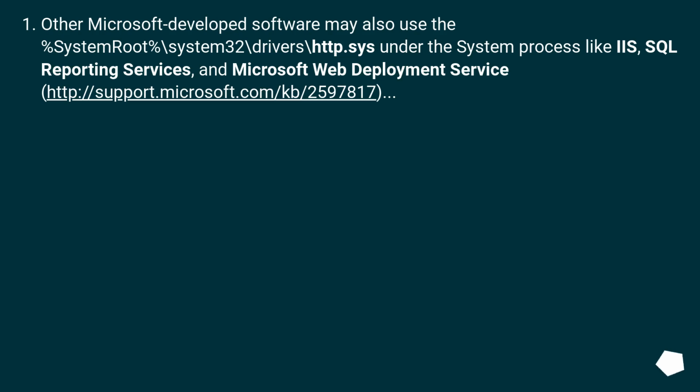Other Microsoft-developed software may also use the %systemroot%/system32/drivers/http.sys under the system process, like EAS, SQL Reporting Services, and Microsoft Web Deployment Service. This URL.